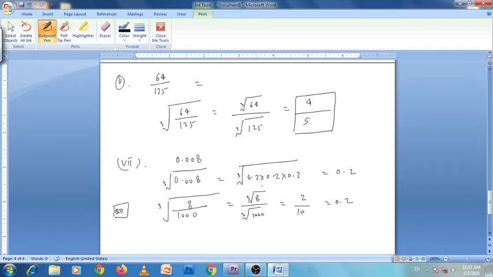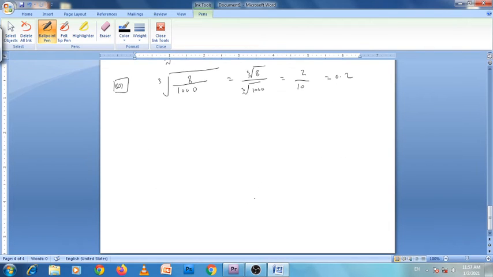And question number 6, this is a word problem. Find the smallest number by which 675 should be multiplied so that the product is a perfect cube. Find the cube root of the perfect cube so obtained.